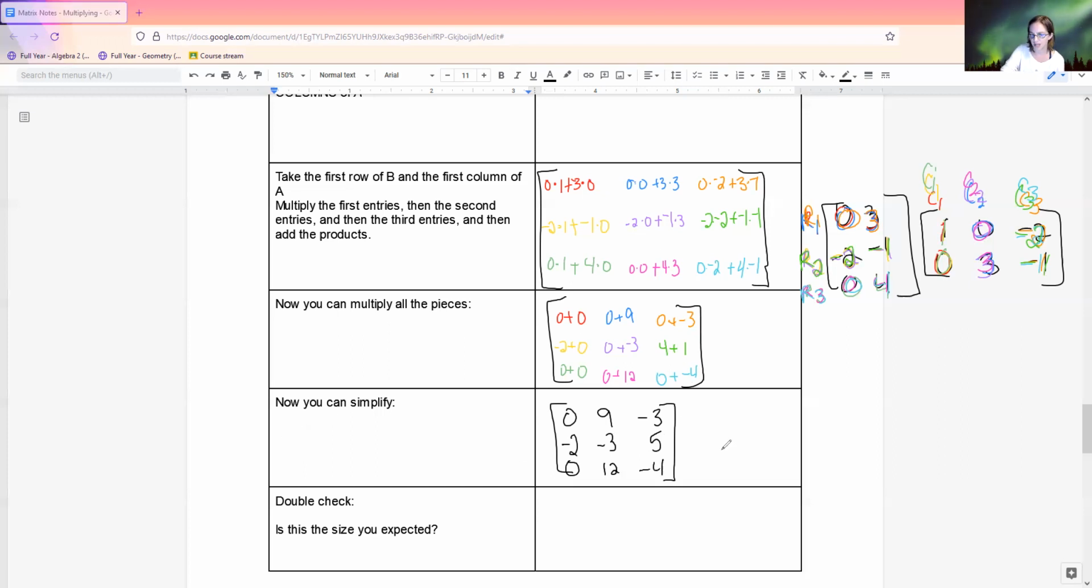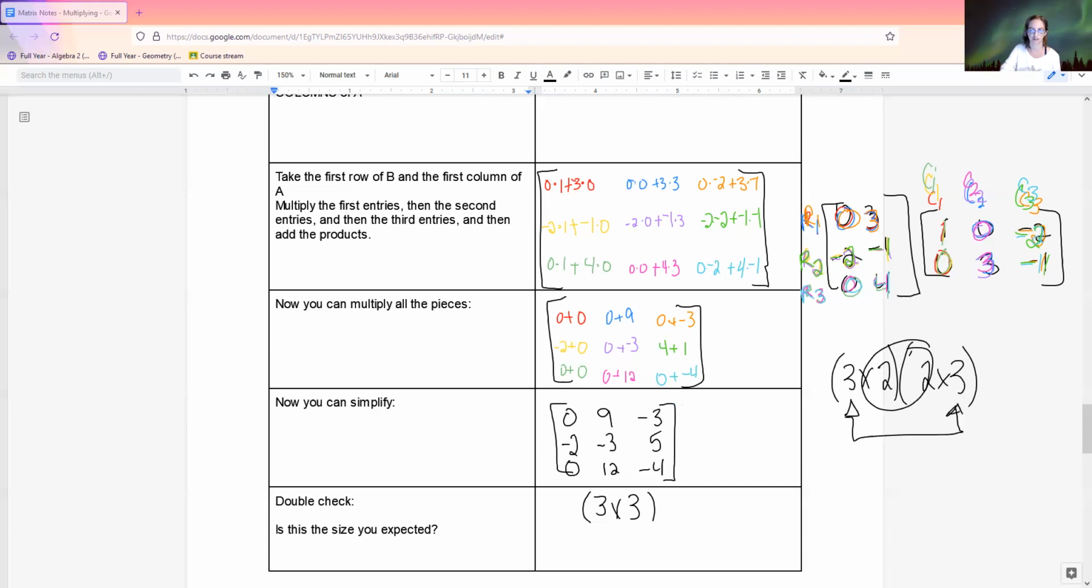We got a 3 by 3 matrix. Is that what we expected? Always double check to make sure you did correct math. This is a 3 by 2. This is a 2 by 3. These match, and I expected a 3 by 3 answer matrix. That's what I got. Okay.